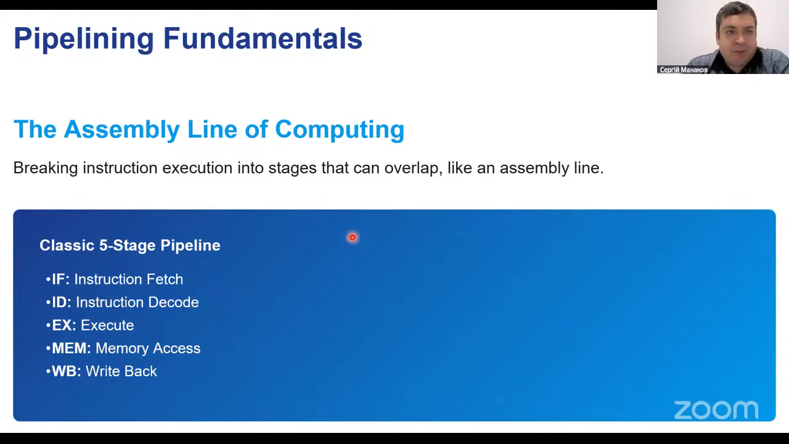Next, briefly about pipelining fundamentals. The assembly line of computing. First, we have to fetch the instruction from the memory. Then we have to decode it. Then we have to execute it. Then we have the memory access, and then we write back the result.